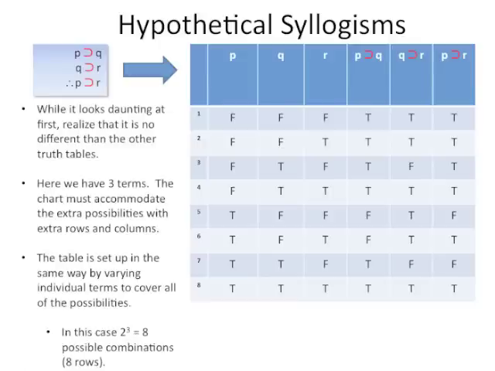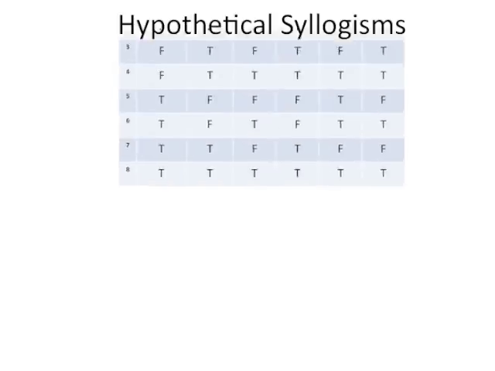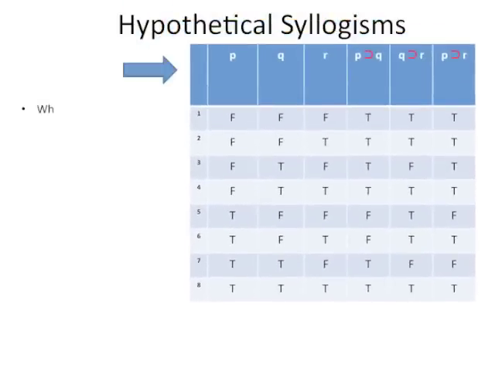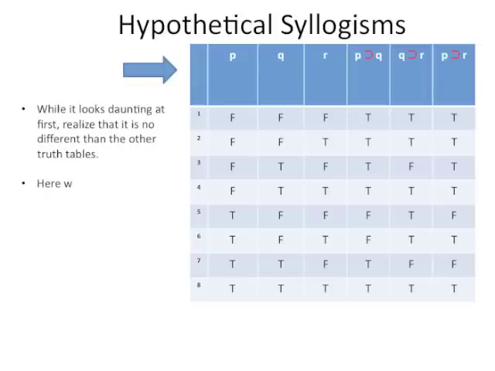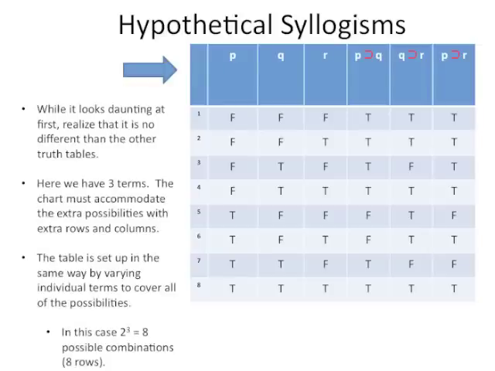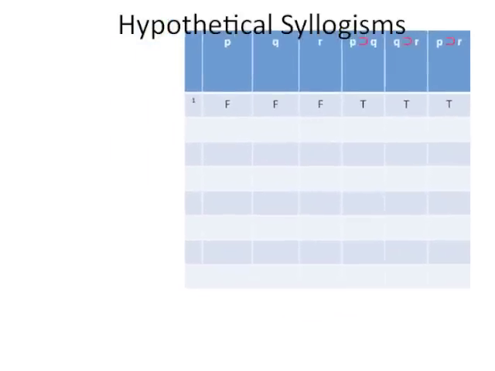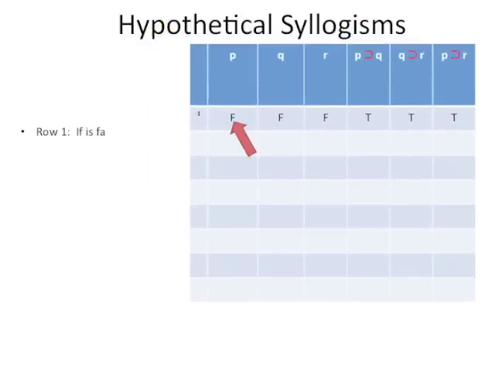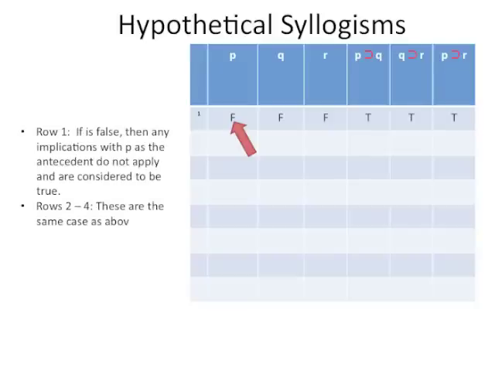All right, so let's look at row 1. Row 1 shows that we start off with false, false, false. So we have our first term P being false, and in row 1, if it's false, then any implication with P as the antecedent really doesn't apply and is considered to be true.